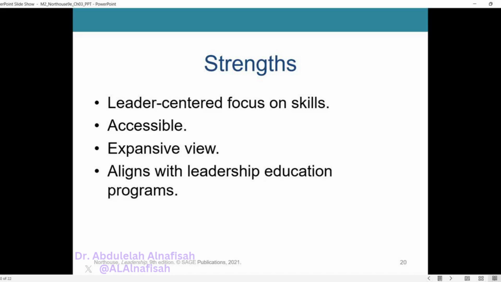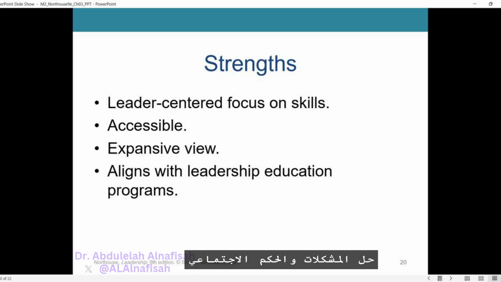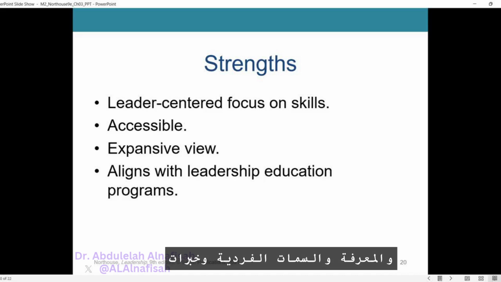Expansive view. The skills approach provides a comprehensive view of leadership, incorporating various components like problem solving, social judgment, knowledge, individual attributes, career experiences, and environmental influences. This wide scope captures many complexities of leadership that other models miss.